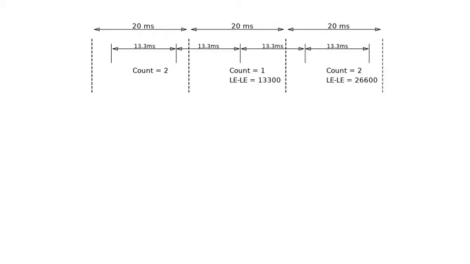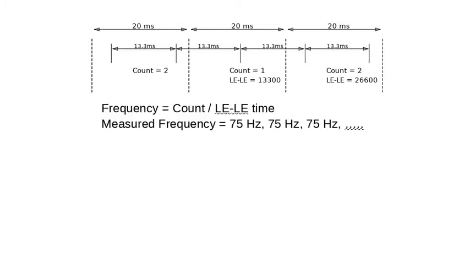So what we did was we added an extra set of counters to count the number of microseconds from the last edge to the last edge. So our frequency is the count divided by the last edge to last edge time, and the measured frequency, as we can see here, would be a consistent 75 hertz. This is what you want to present to your PID loop.